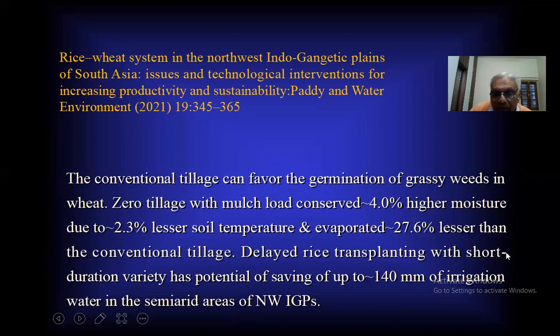Delayed rice transplanting with a short duration variety has the potential of saving up to 140 mm of irrigation water in the semi-arid area of the Northwest Indo-Gangetic Plains. So if the farmers are sowing the delayed rice, but an early maturing, short duration variety, then they can save up to 140 mm of irrigation water in such semi-arid areas.